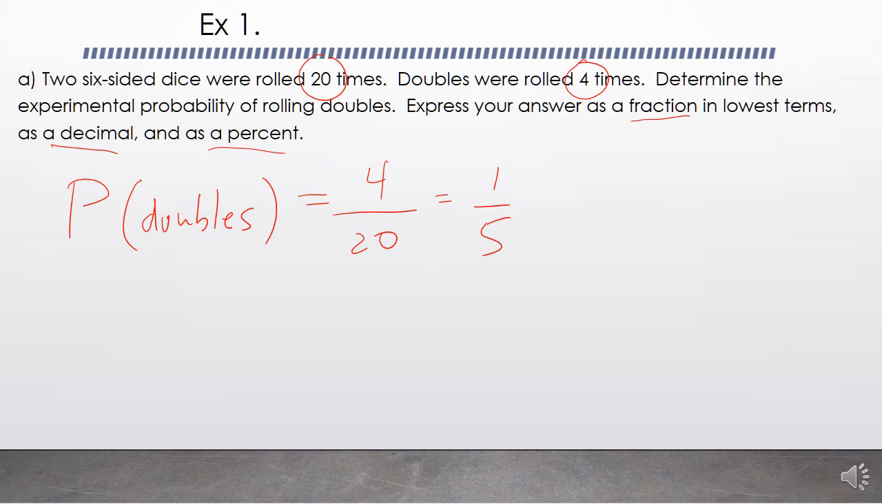In any event, there's our fraction in lowest terms. To make that a decimal, 1 divided by 5, 0.2. How do you make something a percent? Multiply by 100. 20%. So there's our fraction, decimal, and percent of rolling doubles in this scenario.